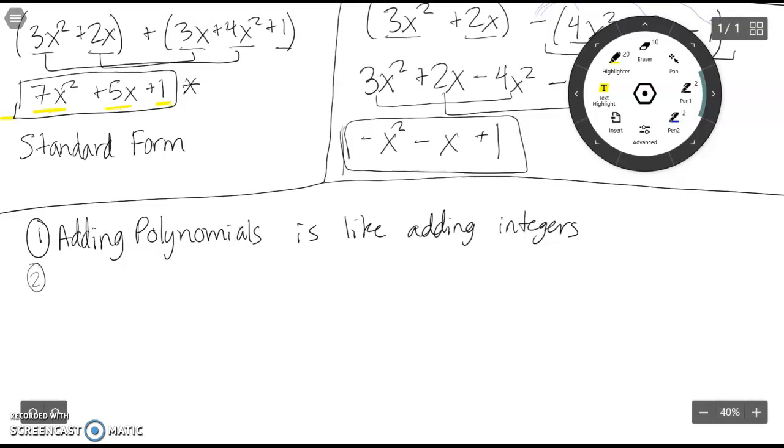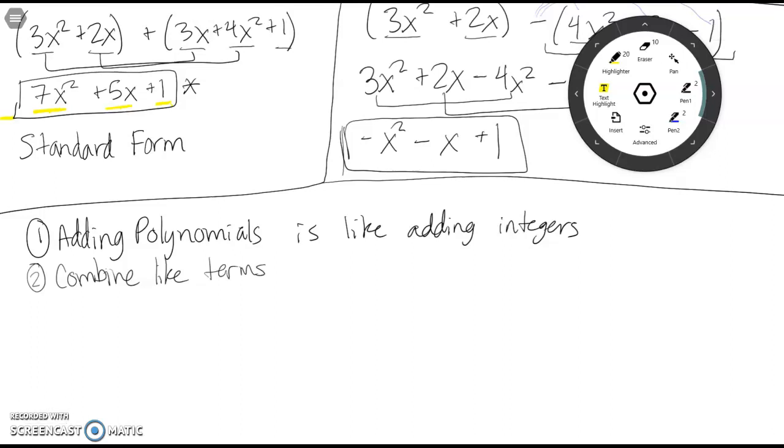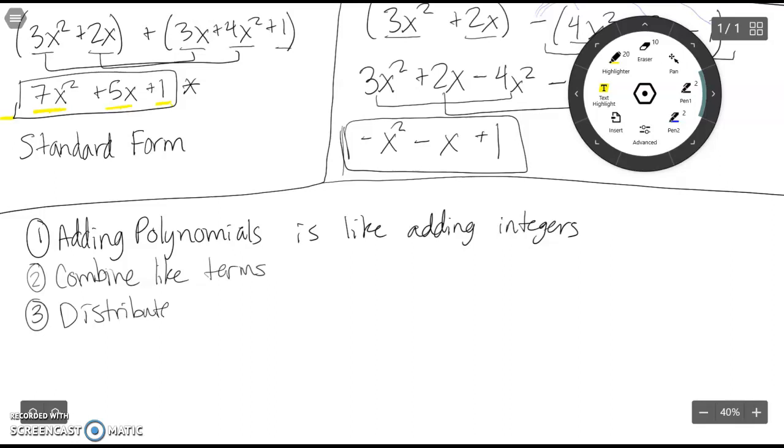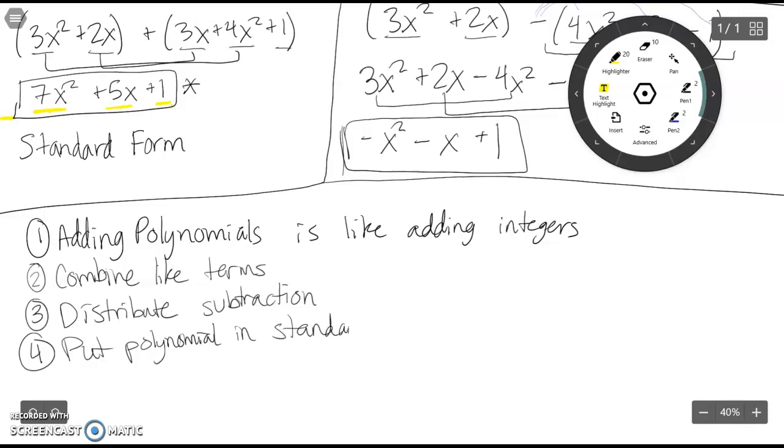Okay, another thing that's important is that we are combining like terms. That's a really important component of making sure that you're adding and subtracting polynomials correctly. Another important thing to remember is that you want to make sure you distribute your negative signs, or your subtractions, to everything inside the parentheses that the subtraction sign is in front of. And then fourth, you want to put your polynomial in standard form. And these are all just different components of making sure that we're adding and subtracting polynomials correctly.